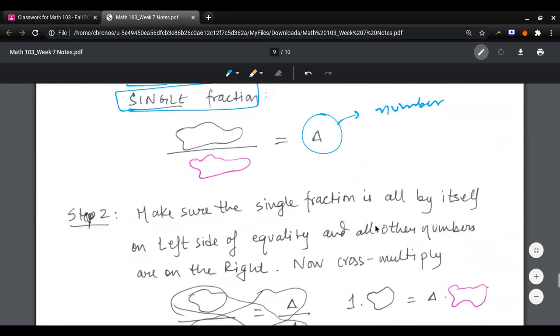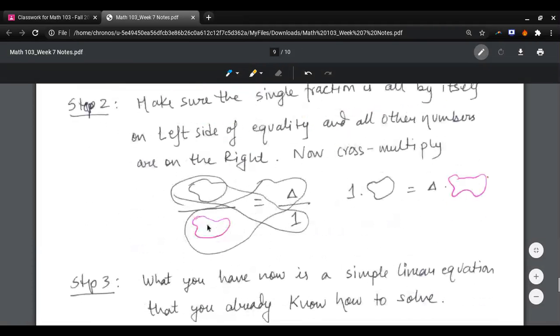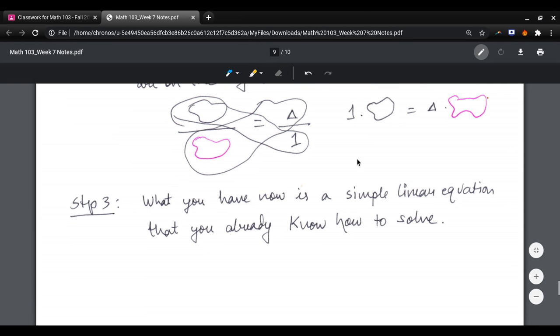Now make sure the single fraction is all by itself on the left side and the other numbers are on the right, because then you can cross multiply. And if you don't have a denominator, you divide by 1. If you have one, then you just use whatever you have. At this point, you have a simple linear equation that you already know how to solve, that is, by isolating the variable.